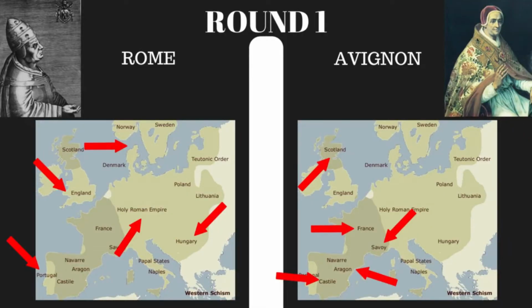On one side we have Pope Urban VI representing Rome. He is supported by England, Portugal, Hungary, and the Scandinavian states, and the Holy Roman Empire. And on the other side we have Pope Clement VII in Avignon, and he was supported by France, Castile, Aragon, Scotland, and Savoy.